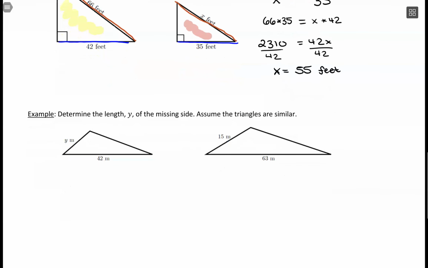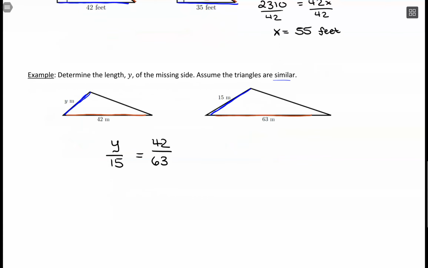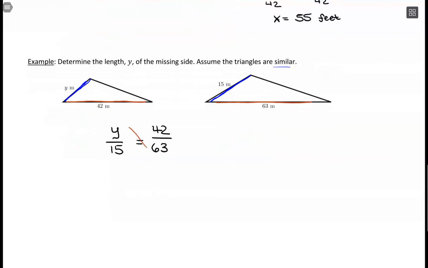All right, one more example here. The triangles are lined up. They're telling us that they're similar. So that means this side is going to correspond with that one, and this side will correspond with that one. And then we can start to make our ratios. I'll go y to 15 is equal to 42 to 63. And then it'll be cross multiplication.